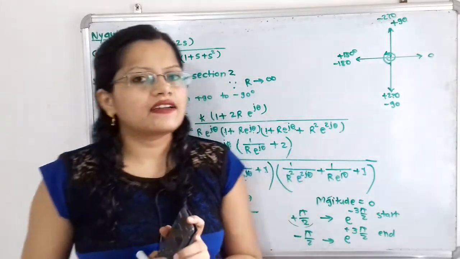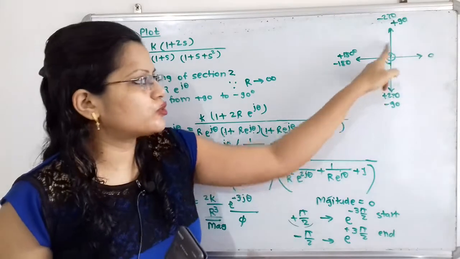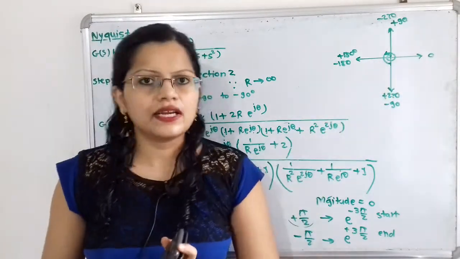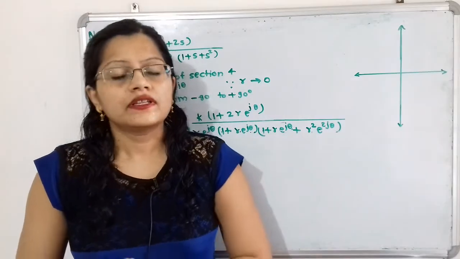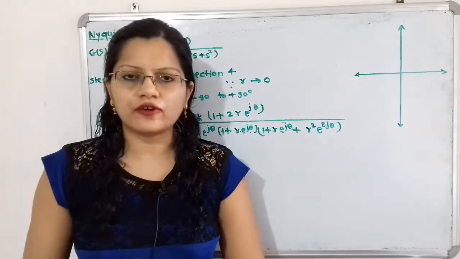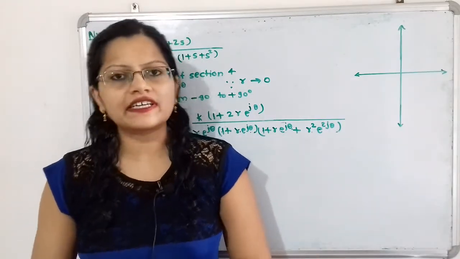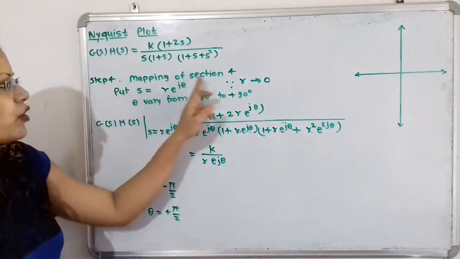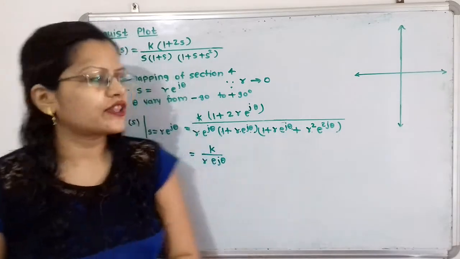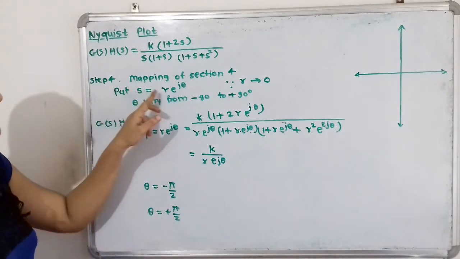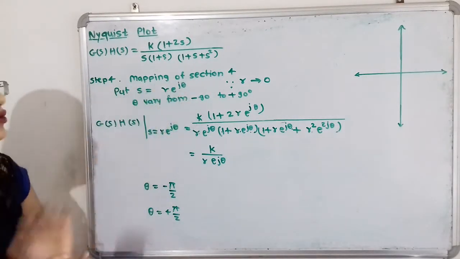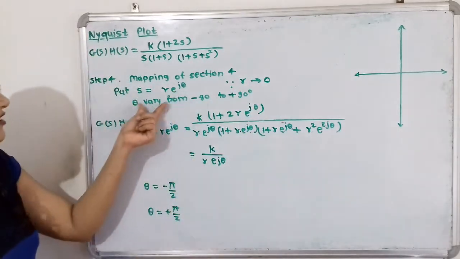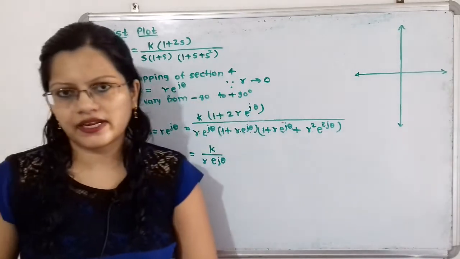So in the final Nyquist plot we will not show this structure, but this structure is only for understanding purposes. Now we will move to step 4 because step 3 is already completed. Now this step 4 is for mapping of section 4. So for this section we have to put s equal to small r e raised to jθ, where r tends to 0, and this theta varies from minus 90 to plus 90 degree.